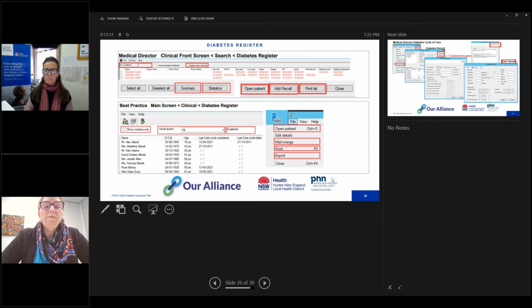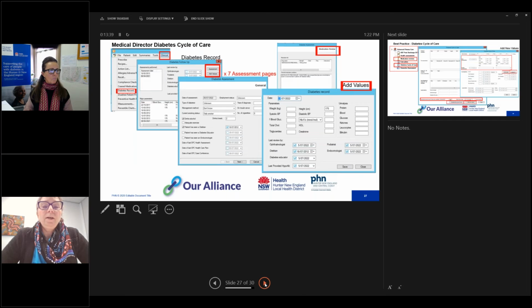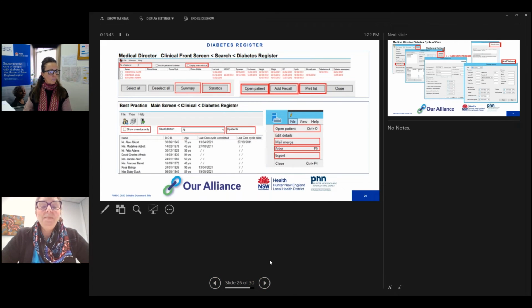and you can print that list to work from. With Best Practice, again, you can show the overdue only. You can open the patient from here. Thanks. You could send a mail merge, print the list, and export to save it. But something really clever in this one is you can search by the usual doctor so that each doctor would get their own list of patients.